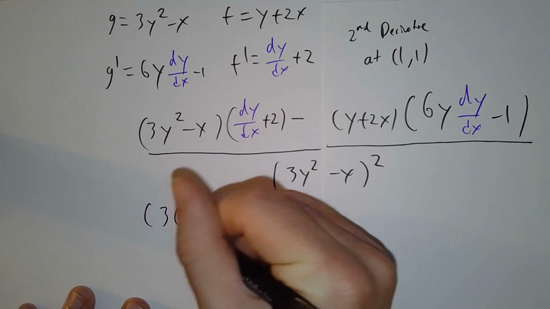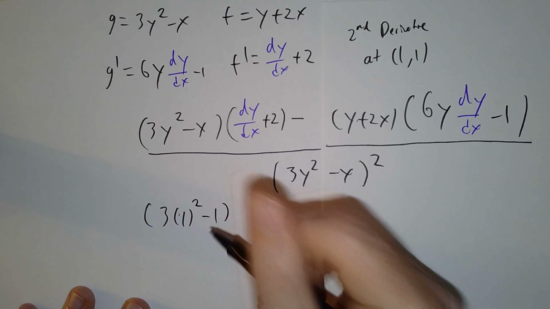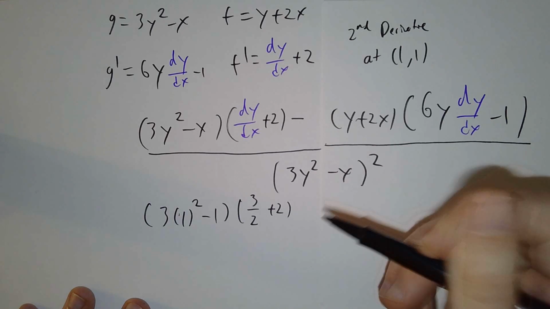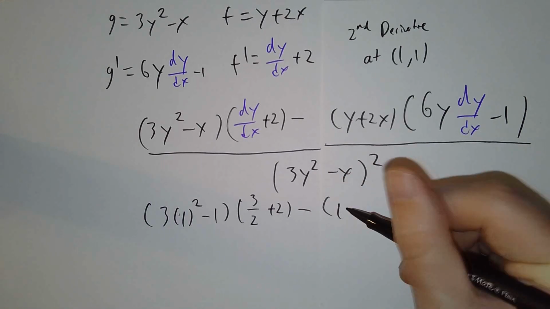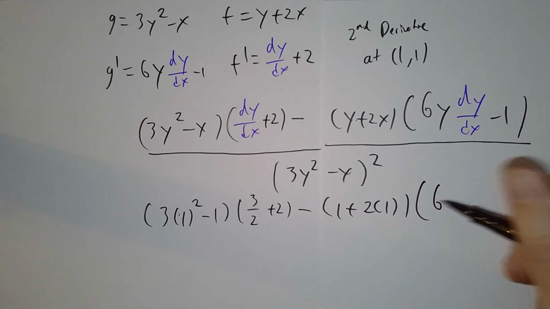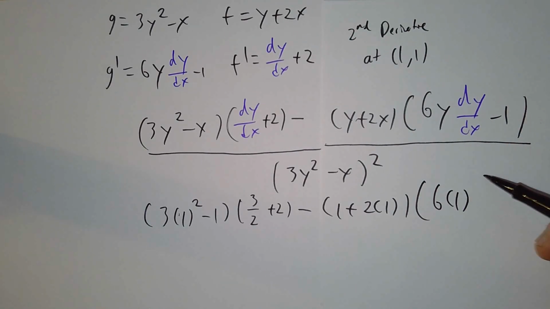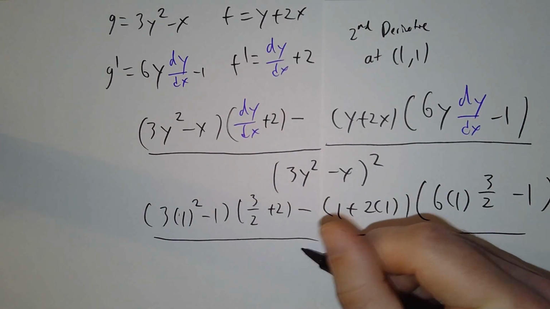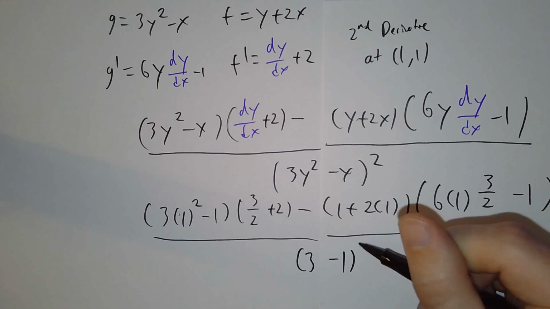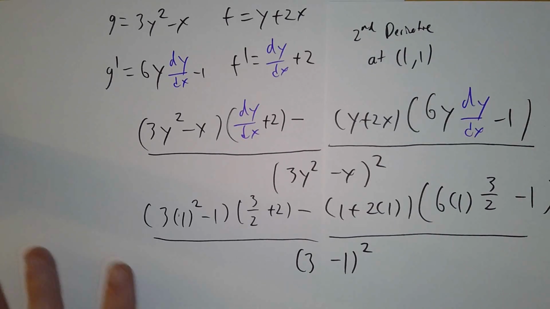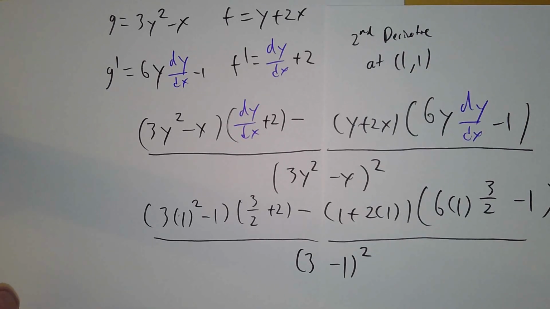3 times 1 squared minus 1 times 3 over 2 plus 2 minus 1 plus 2 times 1 times 6 times 1, 3 over 2 minus 1, all over 3 minus 1 squared. Okay? And then you would evaluate this, right, with a calculator.